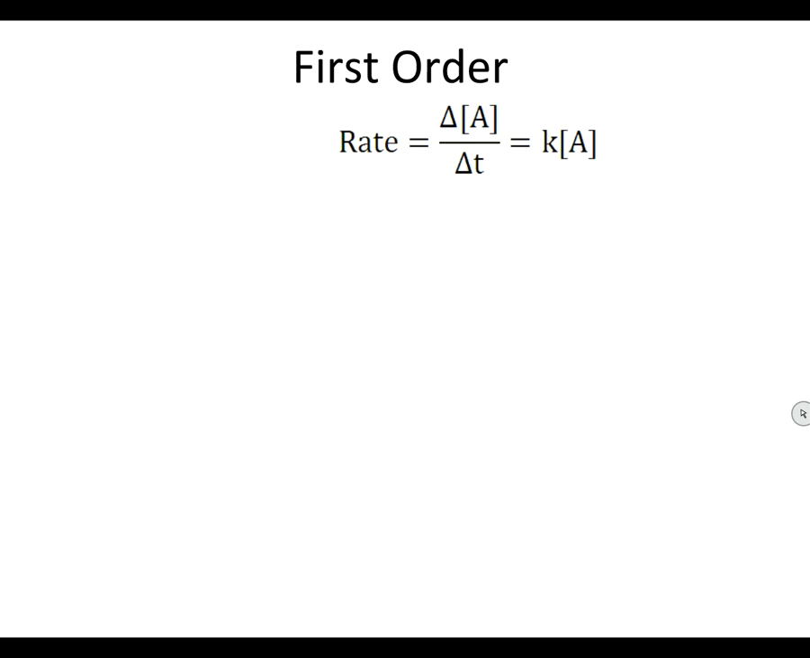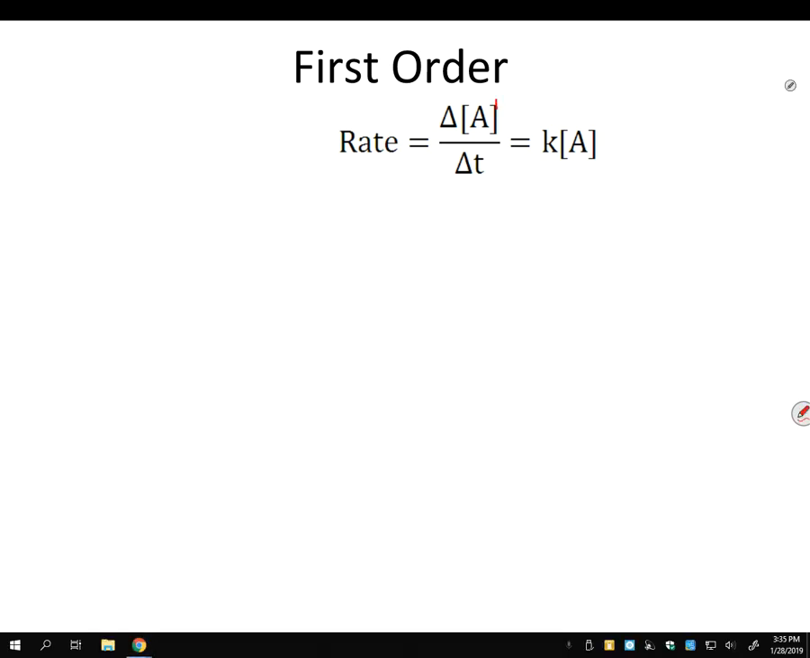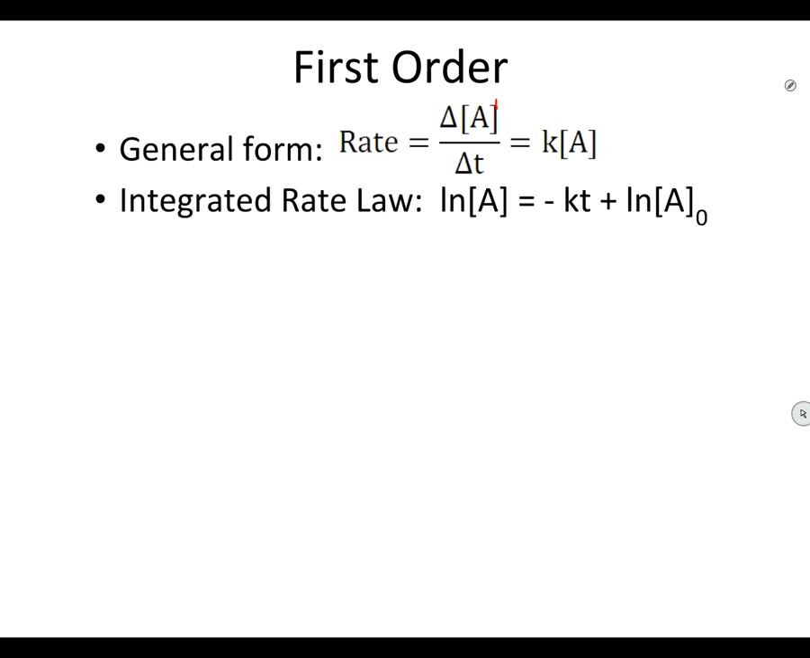All right, so if we determine that a reaction is first order, and again, it would be to the first power, a lot of times we don't have to write that. So R equals k times the concentration of A. So that's its general form. The integrated rate law form looks like this, and A is our reactant.